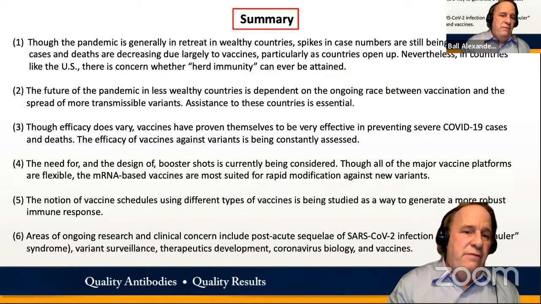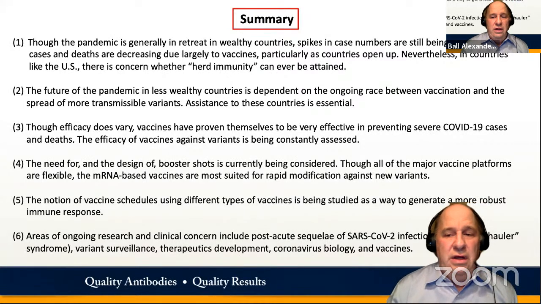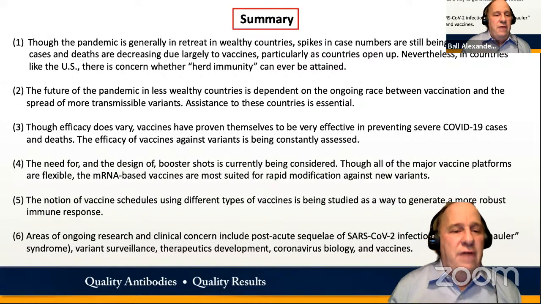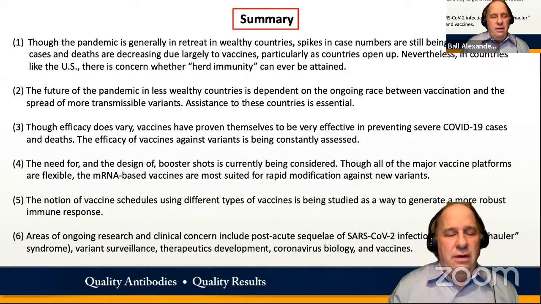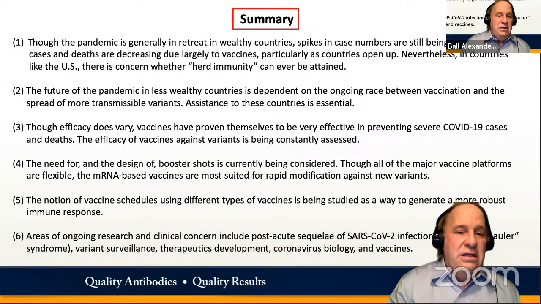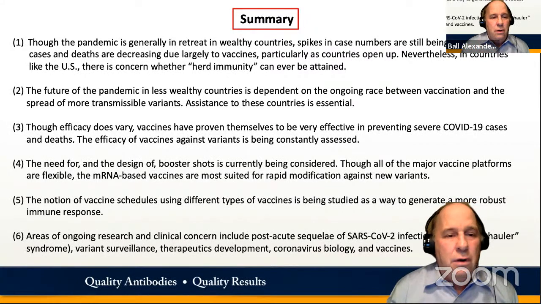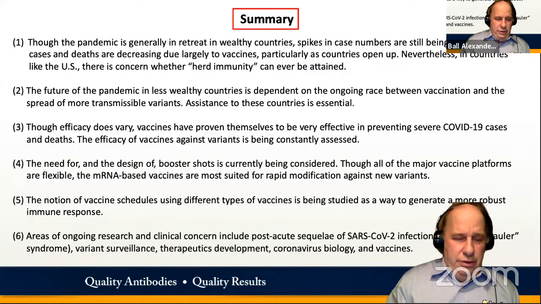Though efficacy does vary, vaccines have proven themselves to be very effective in preventing severe COVID-19 cases and deaths. We're waiting for some additional data on some of those vaccines, but that seems to be the observational finding, and for some of the vaccines, there's been data to definitely demonstrate that. The efficacy of vaccines against variants is being constantly assessed. And just now some data has come back, as I mentioned, for Pfizer, Moderna, and AstraZeneca in particular.